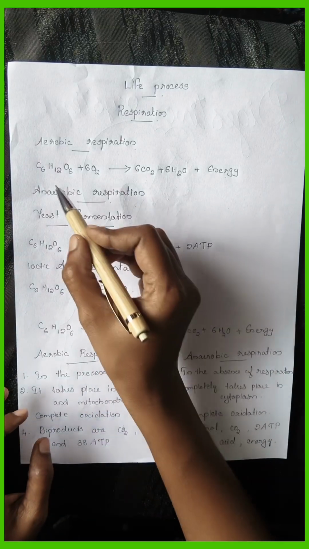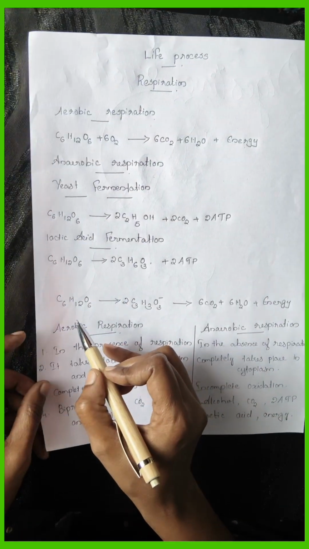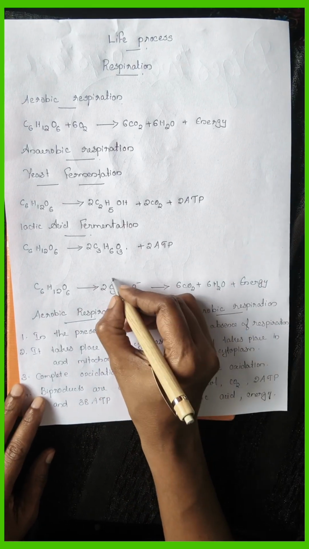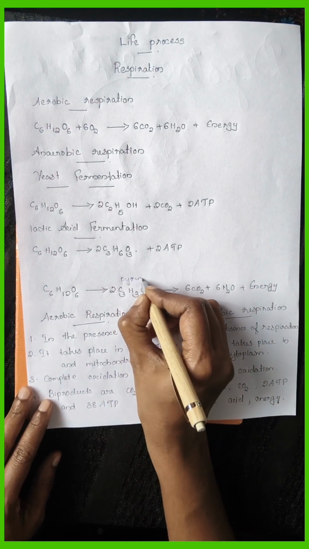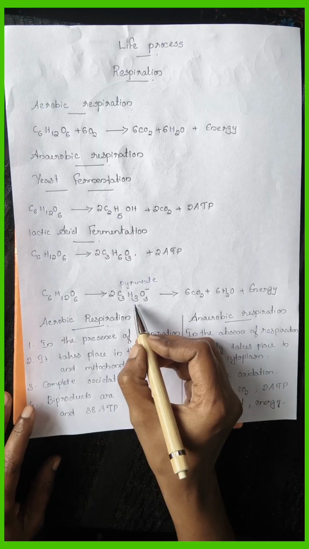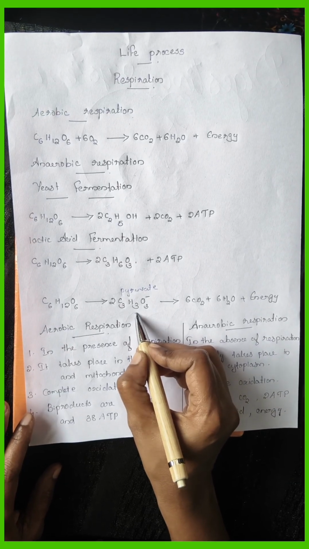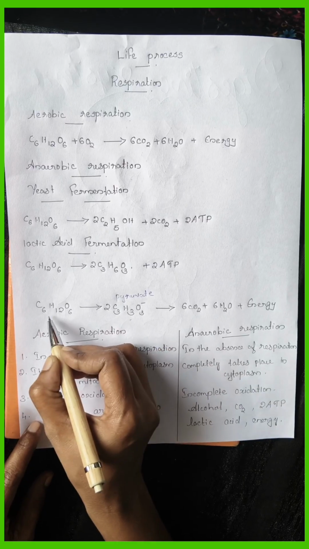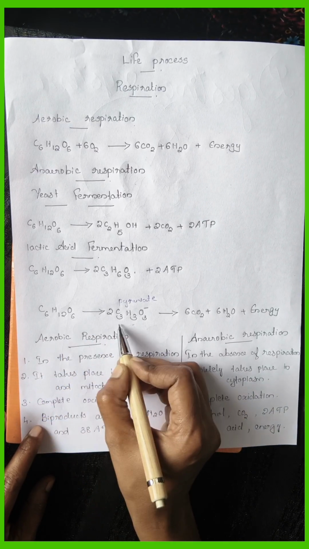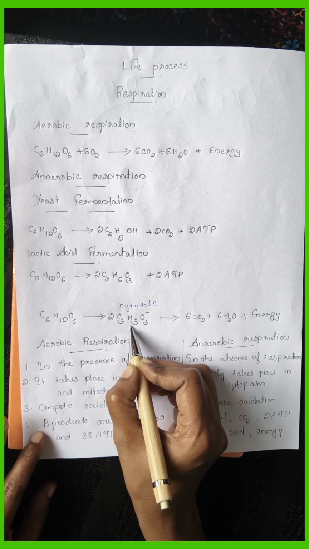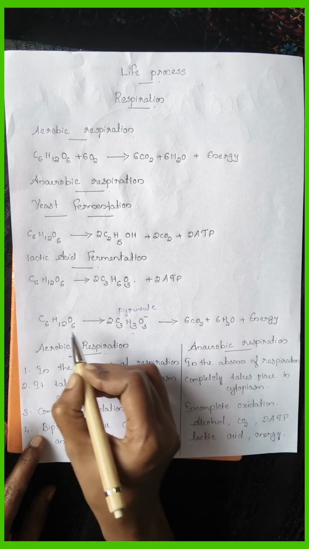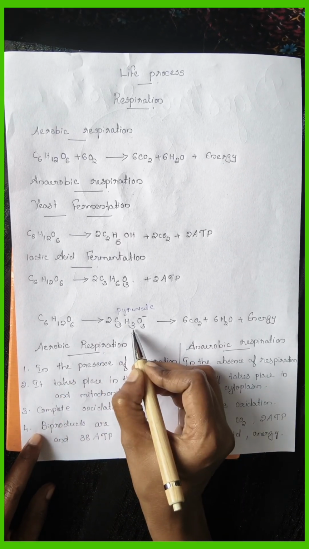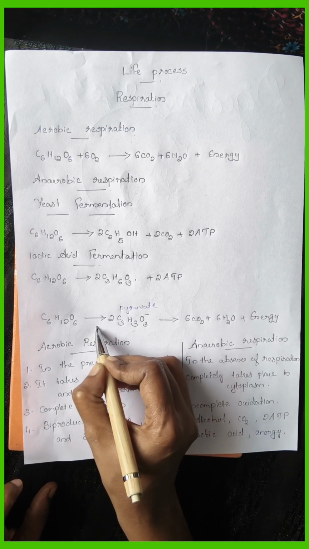First of all, glucose is oxidized to form pyruvate. Pyruvate is the intermediate compound formed in the cytoplasm. So first, the 6 carbon compound glucose is converted into a 3 carbon compound, which you can call pyruvate. This process takes place in the cytoplasm. Glucose converted into pyruvate takes place in the cytoplasm.